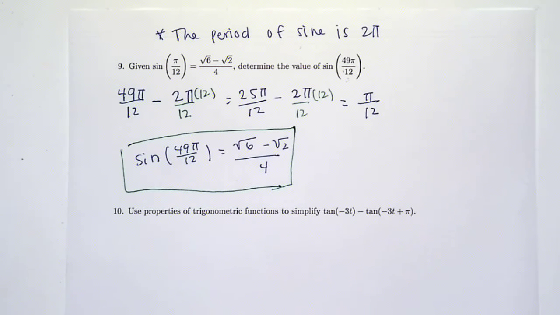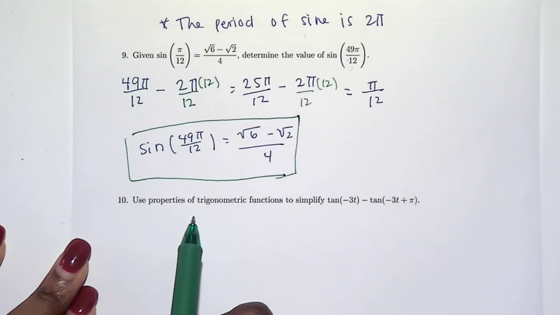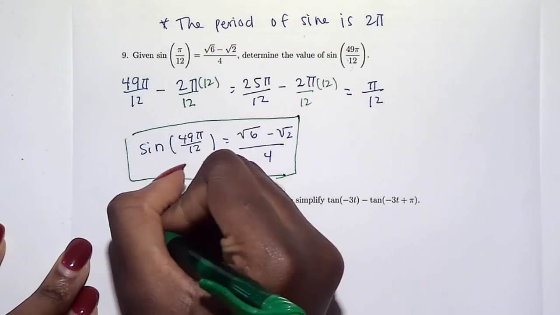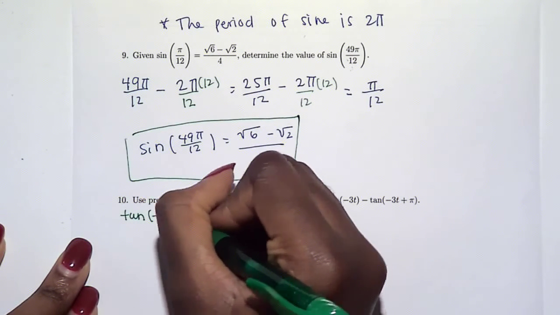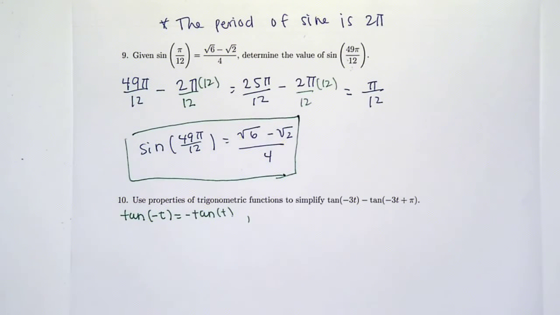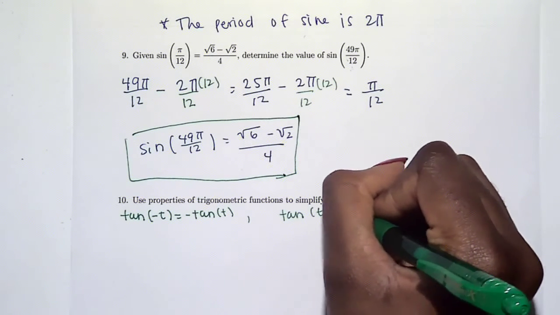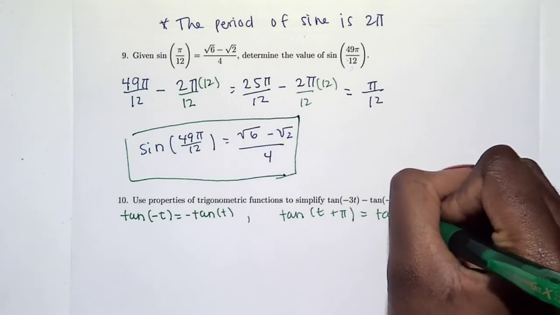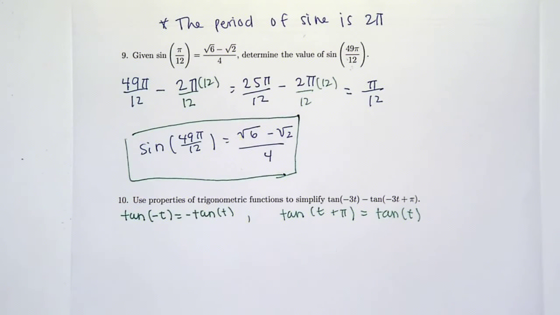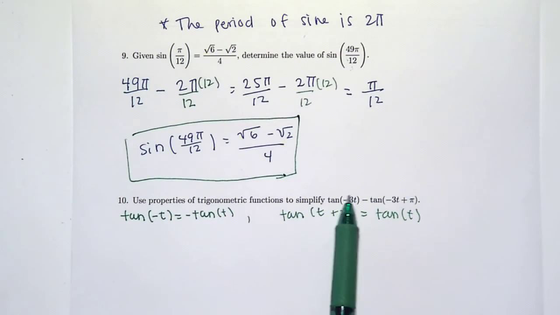Okay, so now what we're going to do is use properties of our trig functions. We're going to be using periodic properties and even and odd properties, so I'm going to write those at the top. The properties that we know right now is that tangent is an odd function, so tangent of negative t equals negative tangent of t. And tangent is periodic pi, so tangent of t plus pi is the same thing as tangent of t. It repeats after pi units. We're going to use that to simplify this problem.